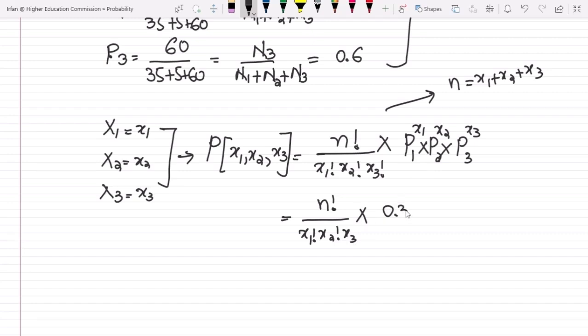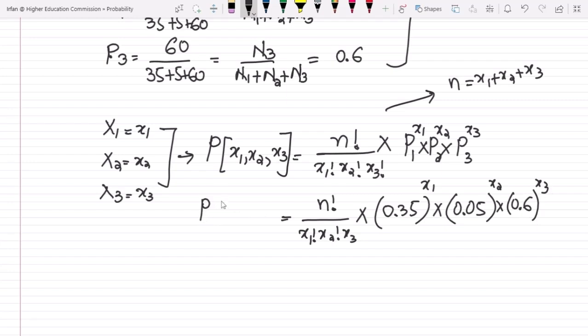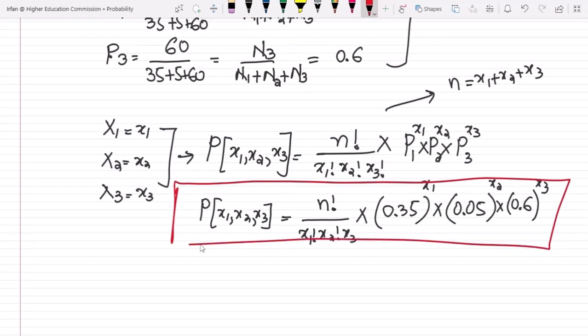So it would be 0.35 raised to power x1 multiplied by 0.05 raised to power x2, and the last one is 0.6 raised to power x3. So this would be the probability of x1, x2, x3, and this is the solution of our question, which is related to the multinomial probability.